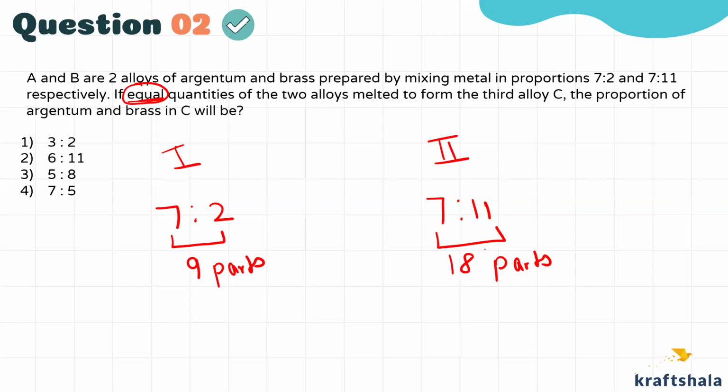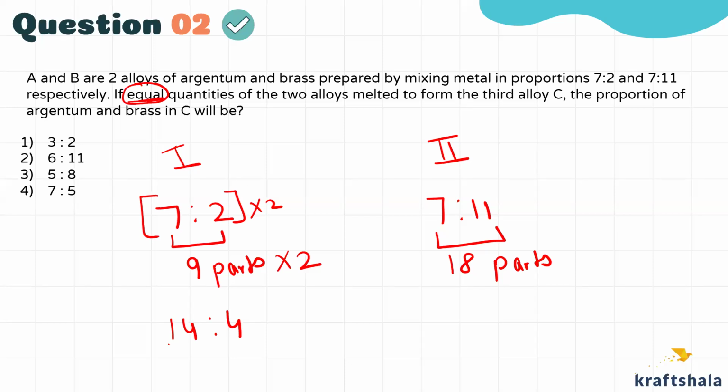So 9 ko 18 we can simply make by multiplying it by 2. So 9 into 2, 18, 7 is to 2 into 2. So ये रेशो बन गया हमारा 7 2 जा 14 and 2 2 जा 4. 14 is to 4 is also effectively 7 is to 2 only, but the parts have changed. So now the quantity is equal. First mixture has 18 parts, second mixture has 18 parts. Now we just have to mix them linearly only.